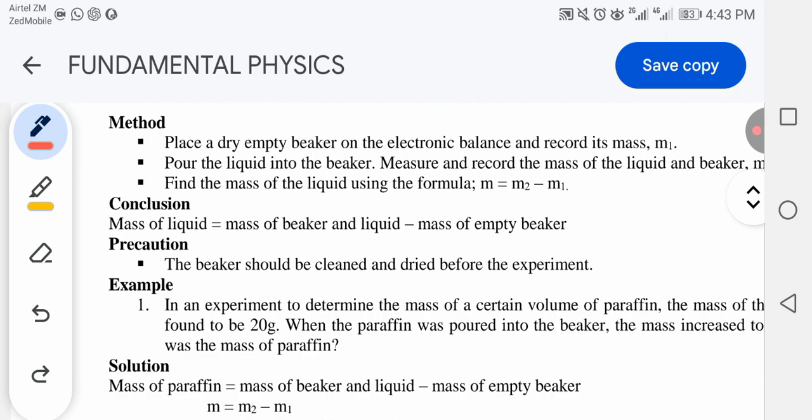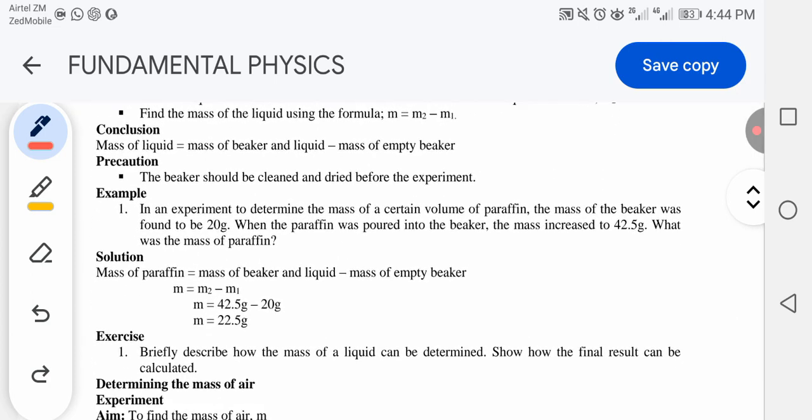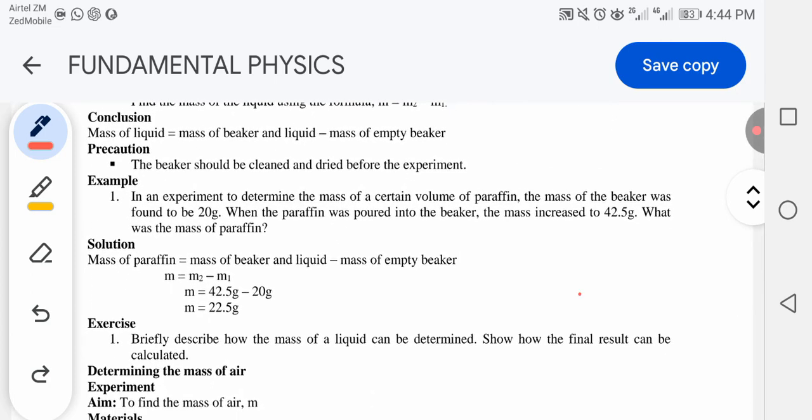We have an example here. In an experiment to determine the mass of a certain volume of paraffin, the mass of the beaker was found to be 20 grams. When the paraffin was poured into the beaker, the mass increased to 42.5 grams. What was the mass of the paraffin? Simply say M2 minus M1. M2 is when the liquid has been put in the beaker, and M1 is when the beaker was empty. Hence the solution here.